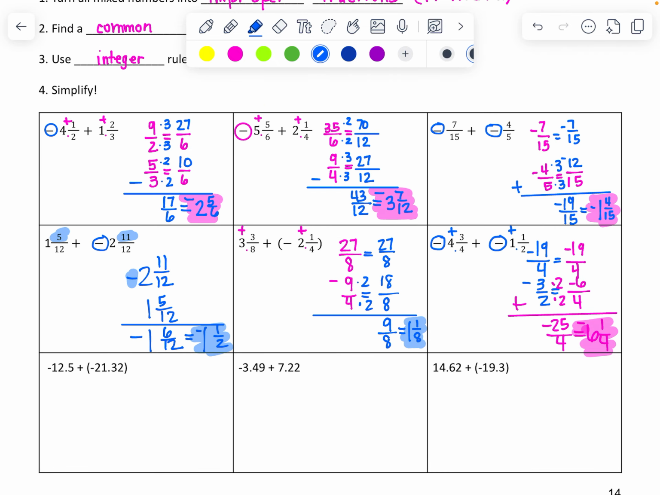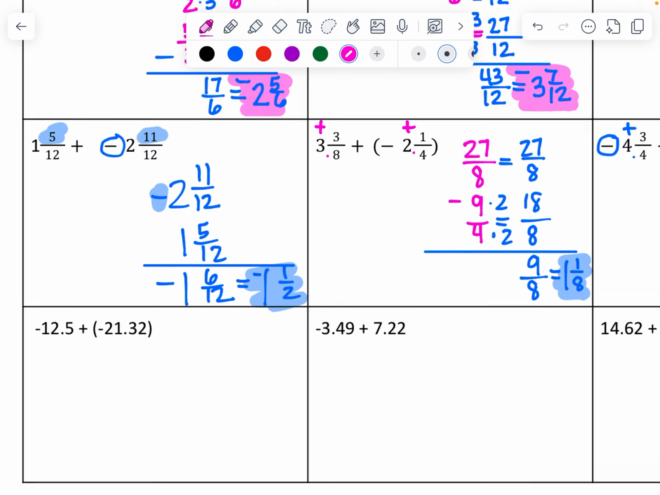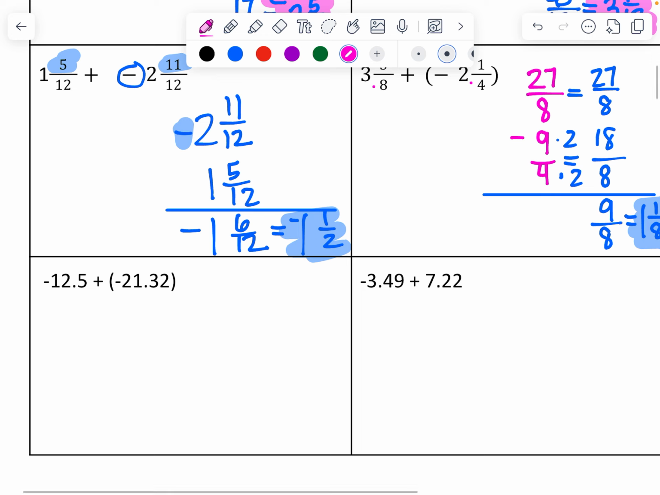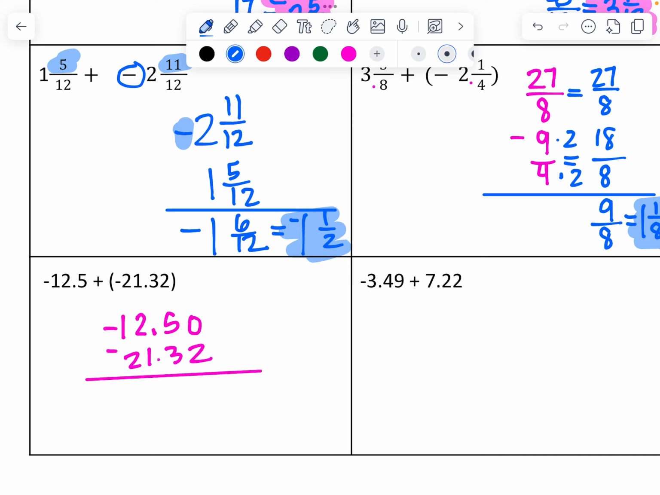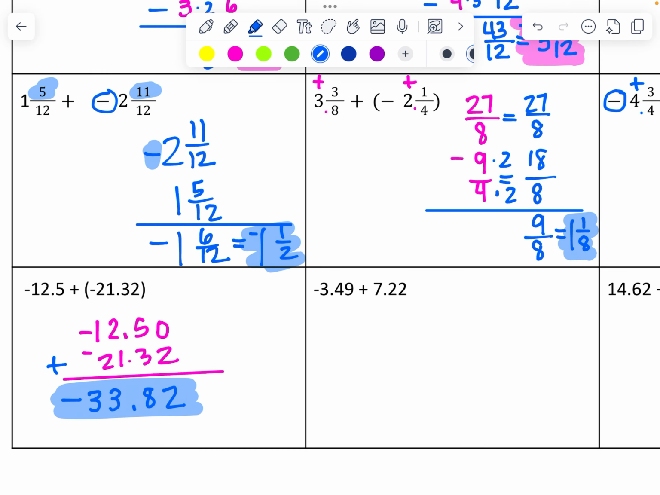Remember we talked about that we have to line up our decimals. So when we line up our decimals, I want to make sure I still put that bigger number on top if I have different signs. In the first example, I happen to have two of the same sign, so it doesn't really matter what I do because I know that I'm going to add them together. They're both negative. I am going to add them. I'm going to get a 2, an 8, a 3, and a 3, and I'm going to keep my negative sign, and I get negative 33.82.